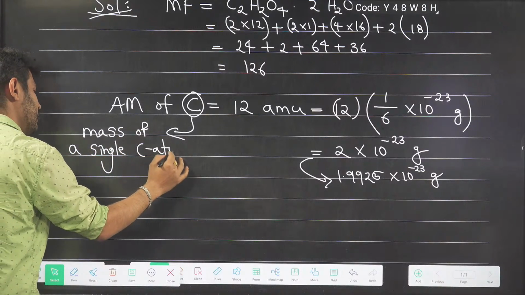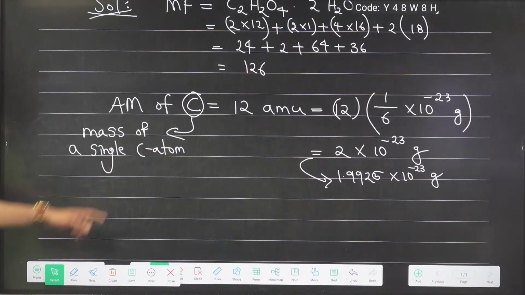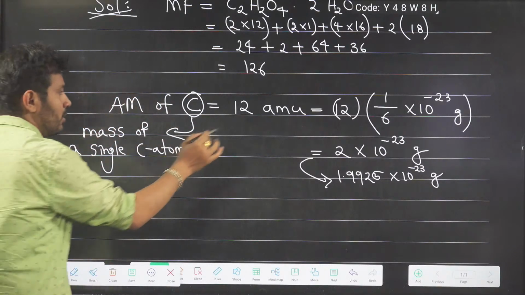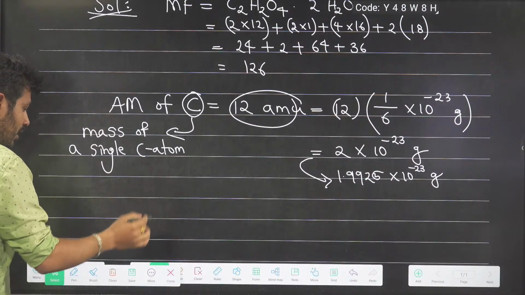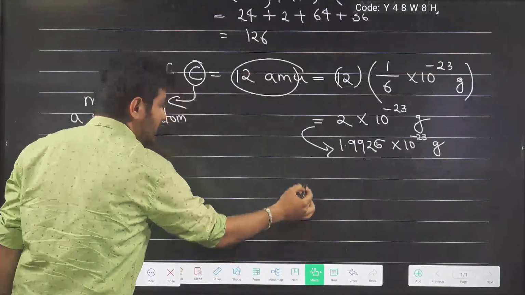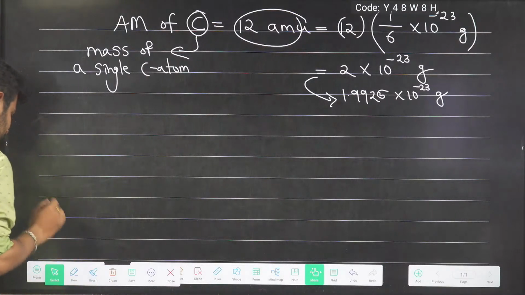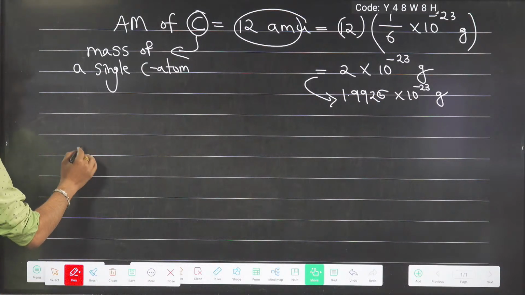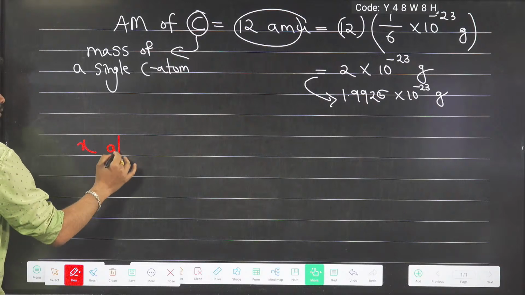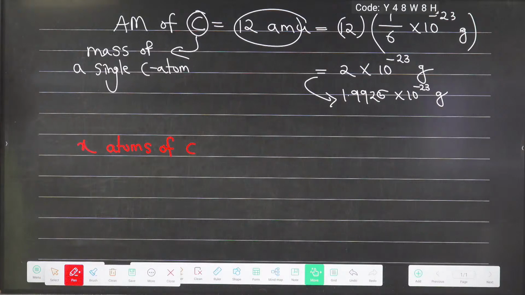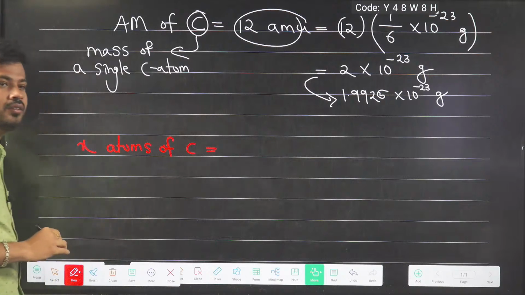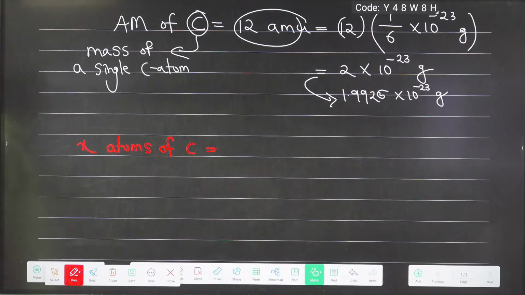A single carbon atom mass is 12 AMU, which is this much of a gram. But we don't want the mass in AMU units. Let us say we want the mass in gram units. So the mass of carbon has to be reported in gram. To do that, I will take X atoms of carbon. If one carbon atom is 12 AMU, X atoms of carbon will be how much? What will be the mass of that?